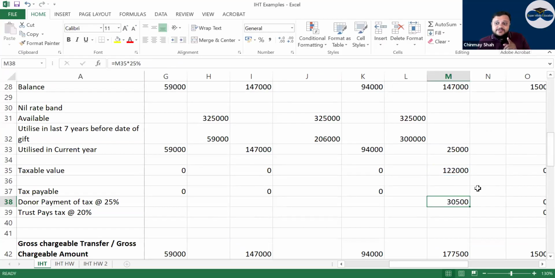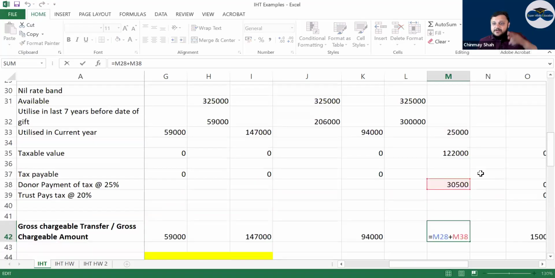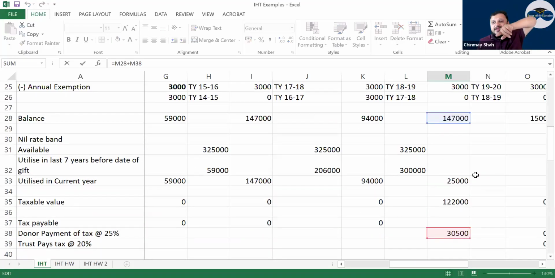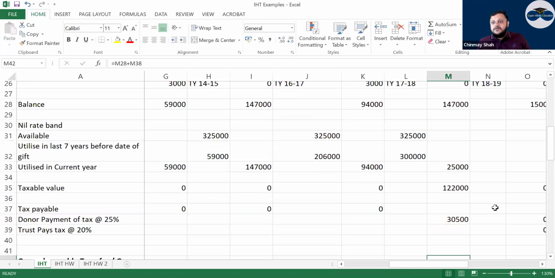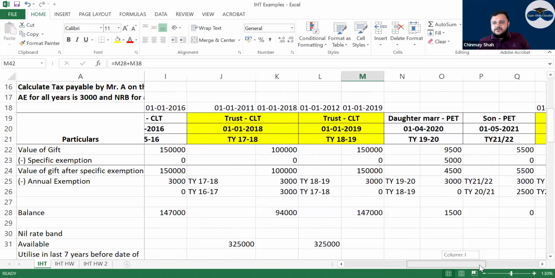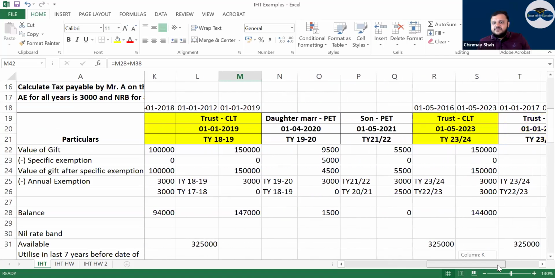Now, when you are doing GC or GCT calculation, it is that balance amount 147,000 and over and above the donor. So, donor what he does? 150,000 he gave, correct? 147,000 is his after exemption value. On that, he pays extra 30,500. That means the GCT value or GCA value is 147 plus 30,500, that is 177,500, correct? Then coming to the next part, daughter marriage, okay, this is okay.